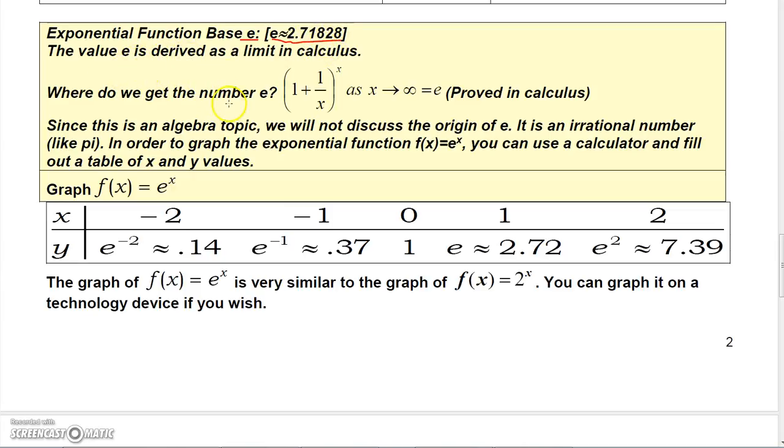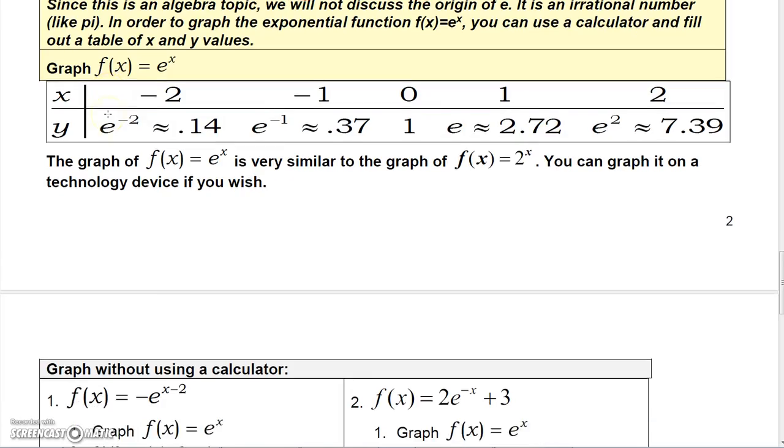The value e is actually derived from a limit in calculus, which in an algebra course you generally don't have to worry about. But that's where the limit e comes from. But I won't focus much on that. But what you can do is, since we know e is approximately 2.72, you can either take the number 2.72, or your calculator should have an e to the x key.